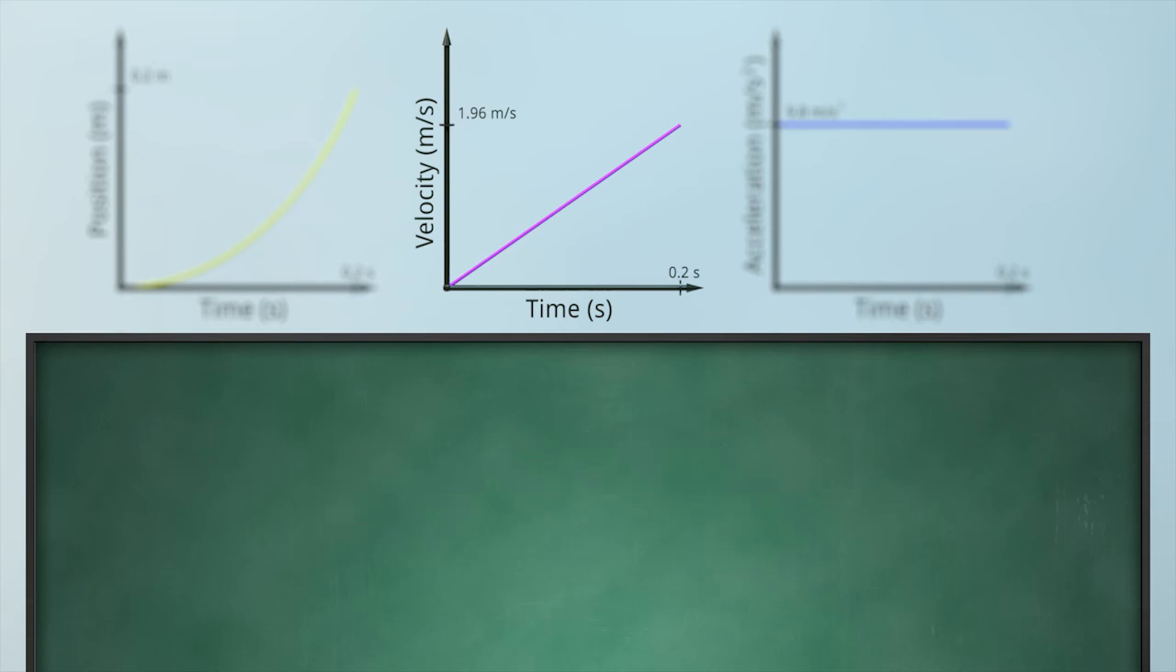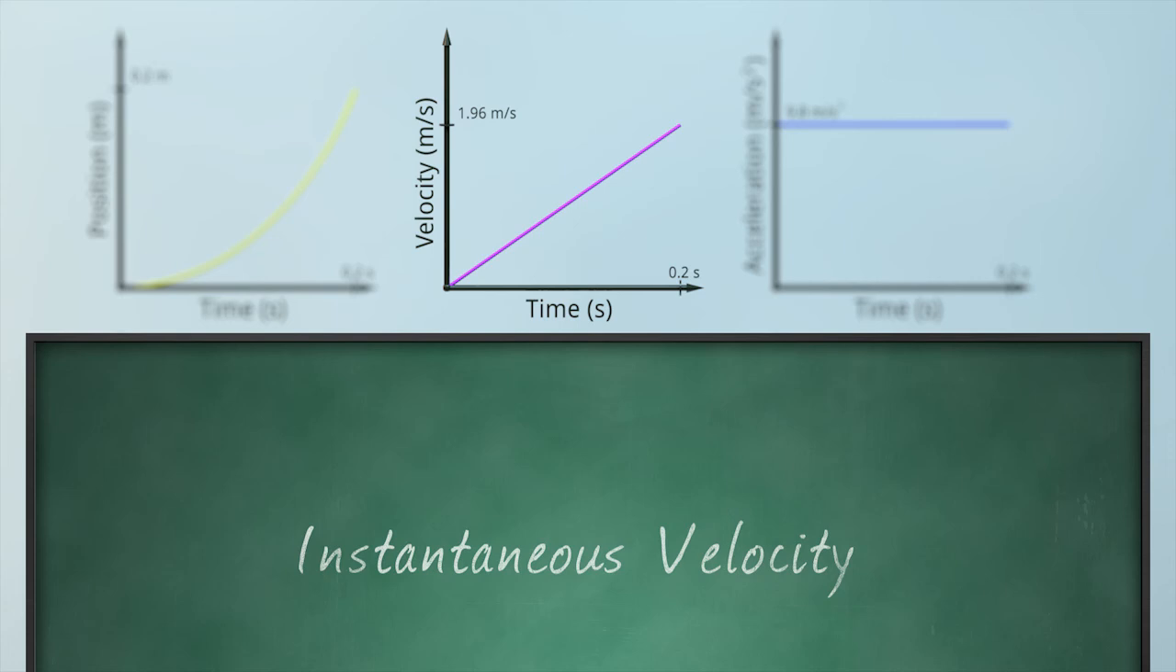If we want to find the instantaneous velocity, we look at how far we traveled over a tiny amount of time, at essentially 1 instant. If we are looking at the velocity-time graph, this just means picking off the value on the velocity axis for any single value on the time axis. It only takes one step. For example, at 0.15 seconds, we find that the instantaneous velocity is 1.47 meters per second.